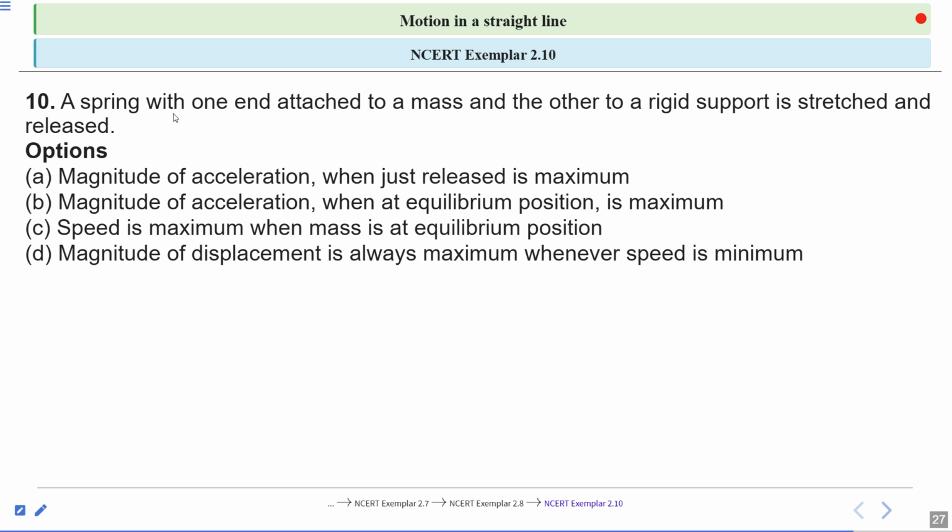A spring with one end attached to a mass and the other to a rigid support is stretched and released. Given options. Option A: magnitude of acceleration when just released is maximum. Option B: magnitude of acceleration at equilibrium position is maximum. Option C: speed is maximum when mass is at equilibrium position. Option D: magnitude of displacement is always maximum whenever speed is minimum. So think about it. Which one is correct?